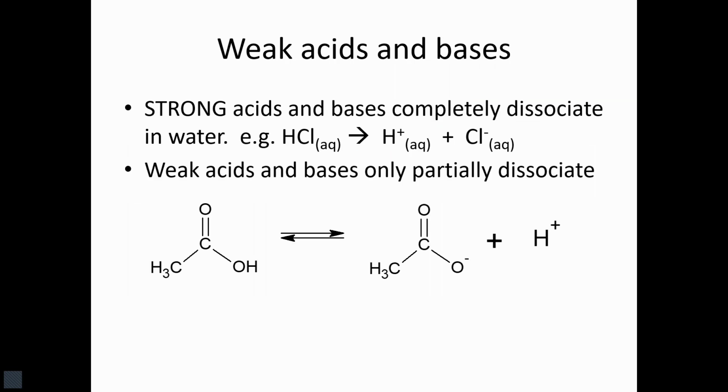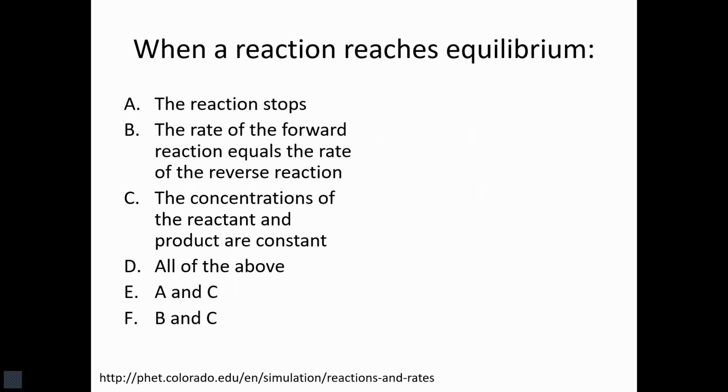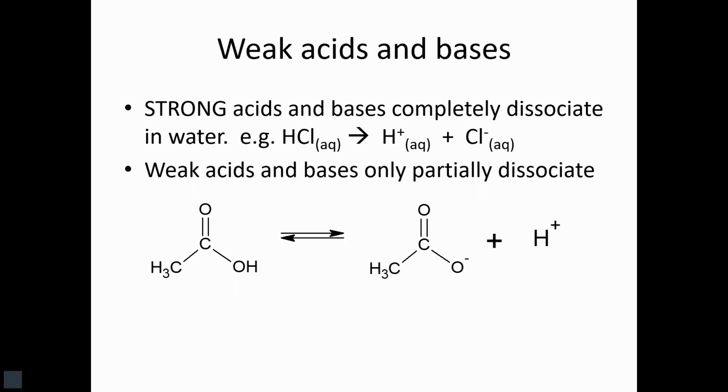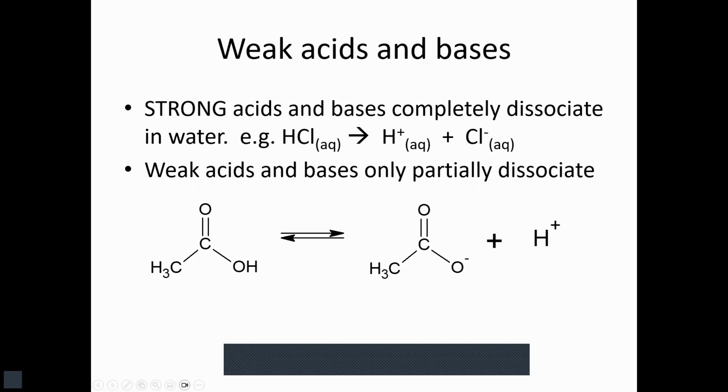So as a reminder, strong acids and bases completely dissociate. So if we put hydrochloric acid in water, it completely dissociates to form H plus ions and chloride ions. Weak acids and bases only partially dissociate, and in fact, there tends to be way more of the weak acid form than the ionic form present. So notice this is an example of equilibrium. It's drawn with the arrows pointing in either direction.